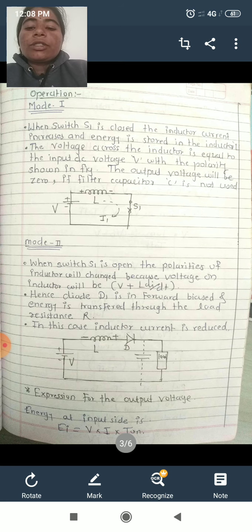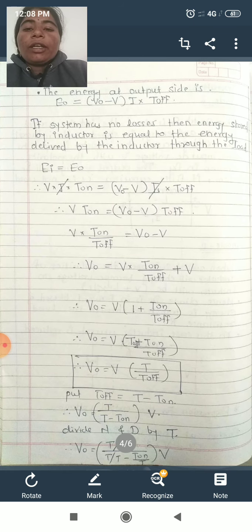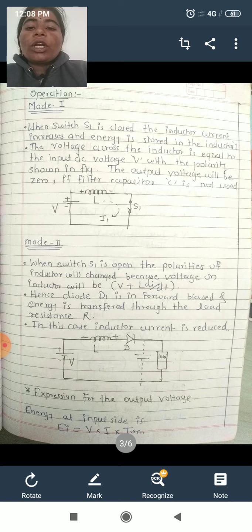Now see the mode of operation. Its operation is divided into two modes. Mode 1, what happens in mode 1? In mode 1, when switch S1 is closed, the inductor current increases and energy is stored in the inductor. The voltage across the inductor is equal to the input DC voltage V with the polarity shown in the figure, that is one side is positive with respect to the other side, and here the output voltage will be 0 if filter capacitor C is not in use. Mode 1 diagram is shown here.